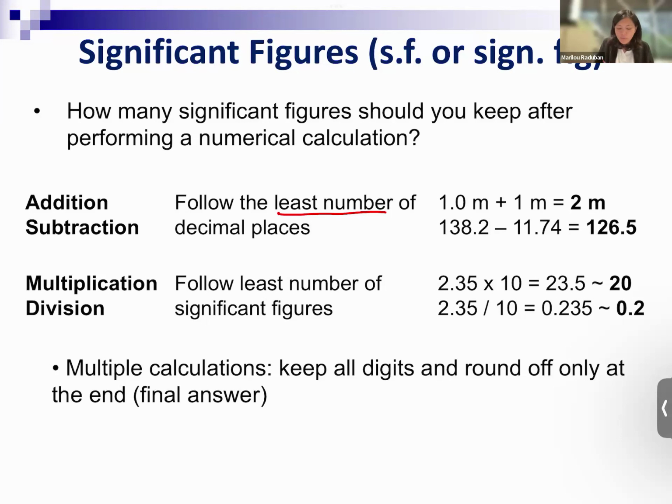Just remember that when you're doing multiple calculations, keep all digits while you're doing the calculations and only round off at the end when you're putting in your final answer. Otherwise, you'll have rounding errors and maybe you'll be too far off from the tolerance that we have set on Stream.